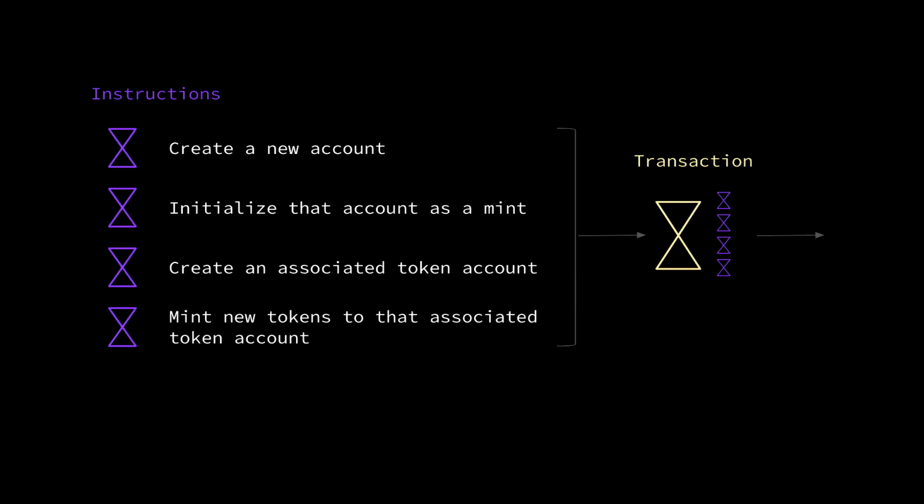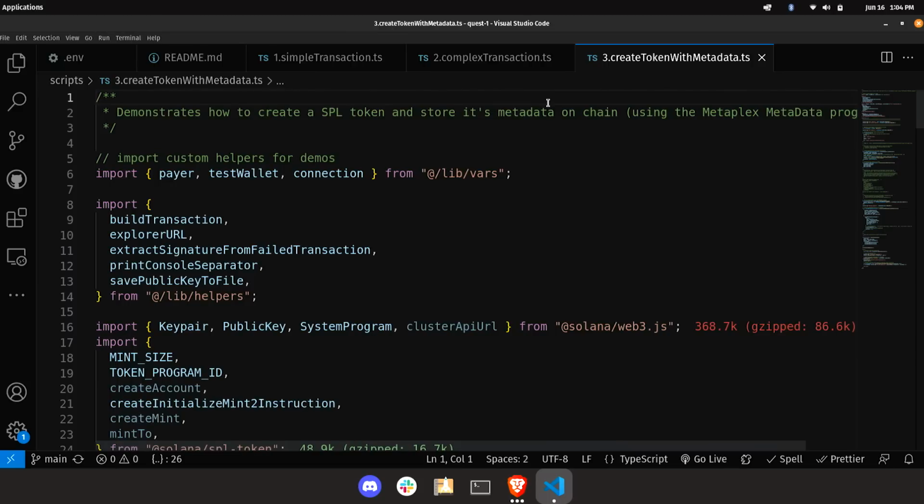All of this can be done with a single transaction on the Solana blockchain, which is really cool because of the composability that the Solana blockchain has. It means you don't need to deploy a new program in order to create tokens or SPL tokens. So that's really cool. So let's go ahead and go through that process now.